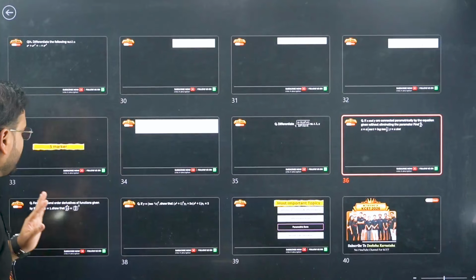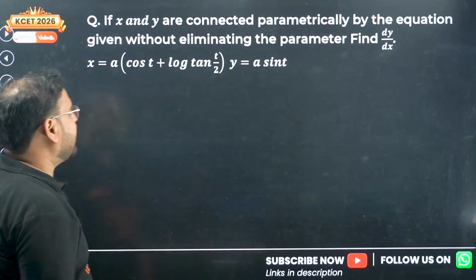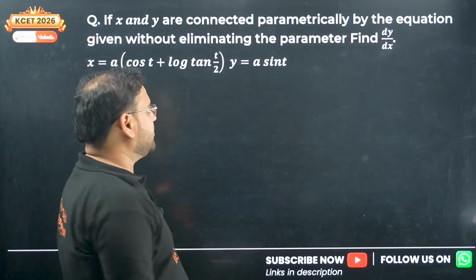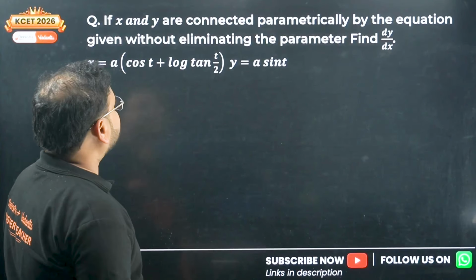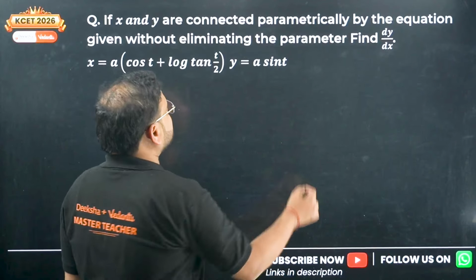So we have only 3 more to go. Only 3 more to go. Let's complete them and our session will be complete and prepared also from this particular chapter. x and y are connected parametrically by the equation given in this format. Find dy by dx.